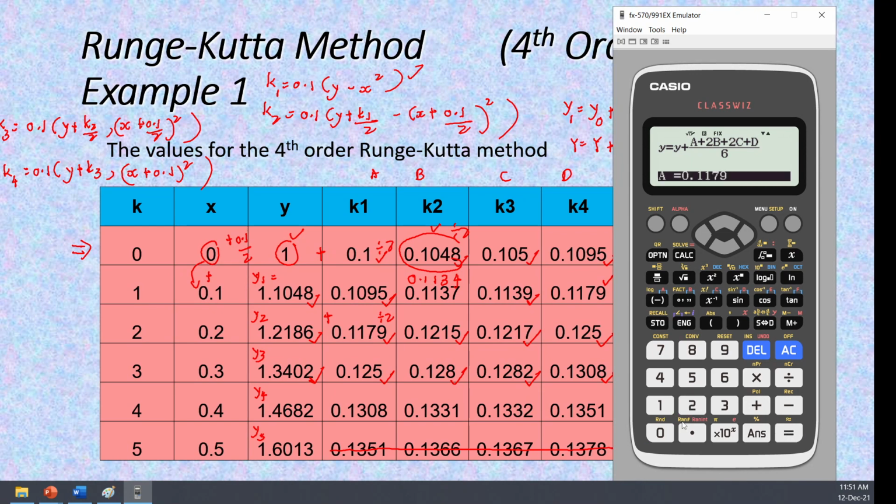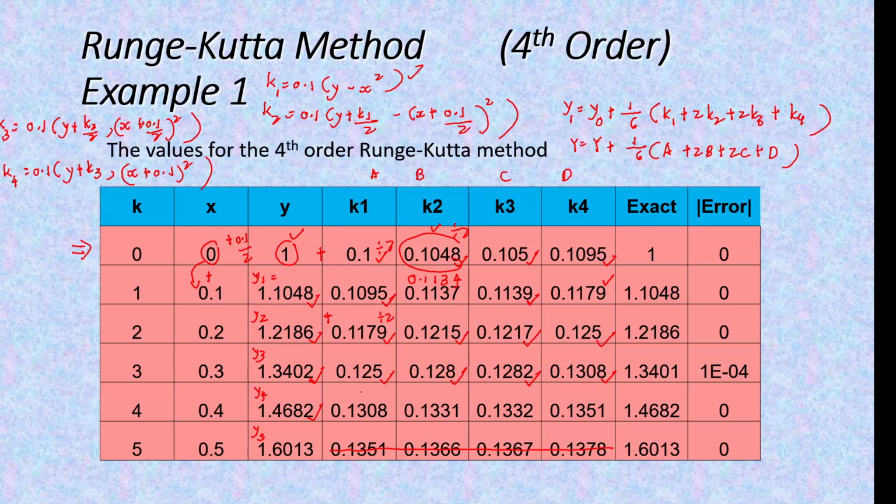1.3402. A, you see from this row, 0.1179, go down, K equal to 3 row, 0.125. B is 0.128. C is 0.1282. D is 0.1308. So you get 1.4682. So calculate K1, K2, K3, K4 one more time in order to get y5.